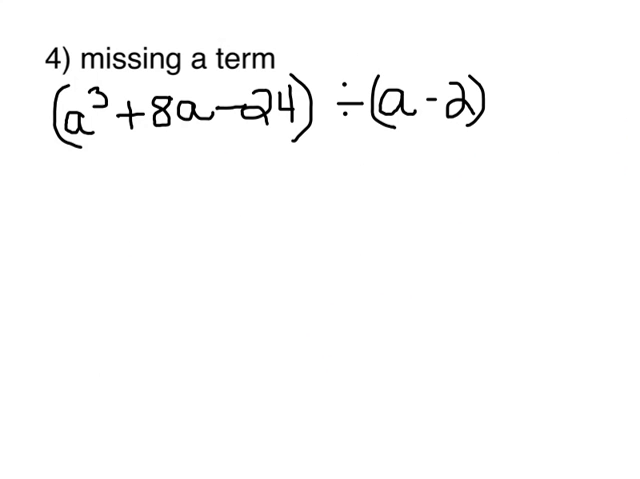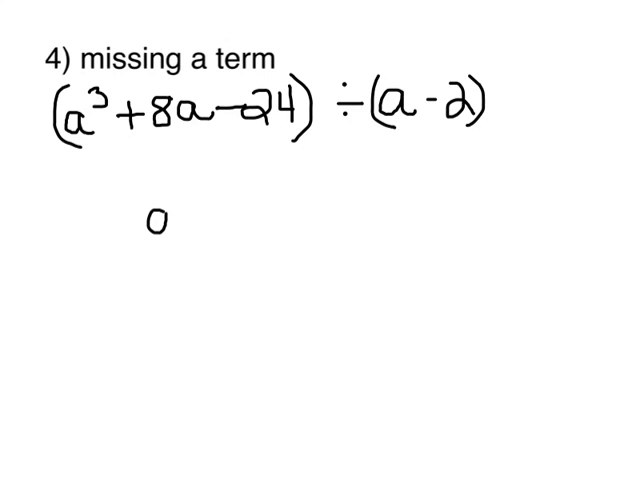In our last example, we'll be dividing the trinomial a to the third plus 8a minus 24. First, notice that we start with an a to the third power, and then plus a to the first power. We're missing an a to the second power. And this trinomial would not be factored the way that it is.